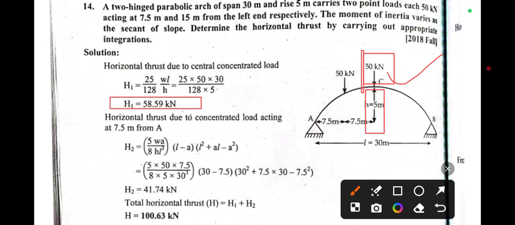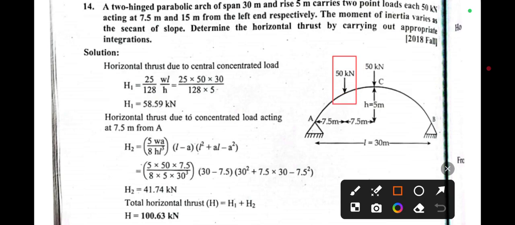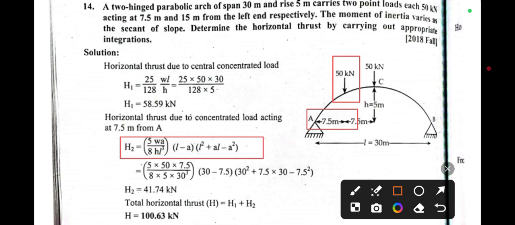Now we are taking this load. Keep in mind, we are taking just this load of 50 kilonewton, and distance is this one, 7.5 meter from the left side. So now put all the values in this given formula. This formula is used for a certain distance from left side or the right side. So the formula is equal to 5 by 8 W a by H L cube, L minus a L square plus a L minus a square.